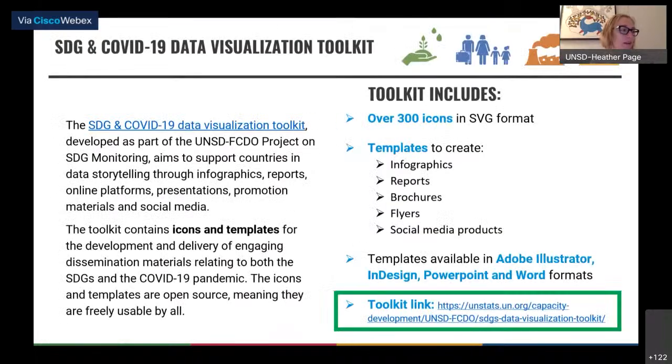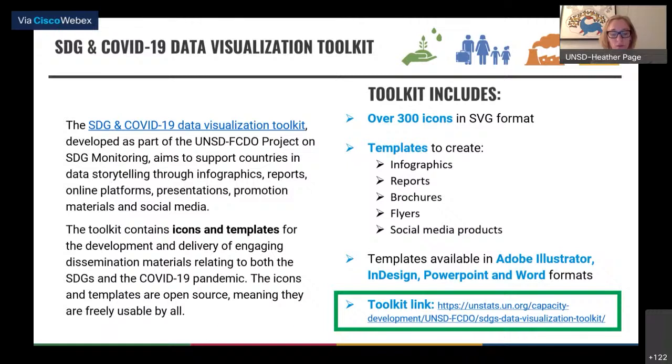So this toolkit was developed as part of the UNSD FCDO project on SDG monitoring and aims to support countries in data storytelling through infographics, reports, online platforms, presentations, promotion materials, and social media. And the toolkit includes over 300 icons for both COVID-19 and the SDG goals. The icons are available in SVG format, meaning that they are scalable vector graphics and that they can be easily dragged and dropped into your Microsoft programs, as well as Adobe Illustrator and other Adobe programs.